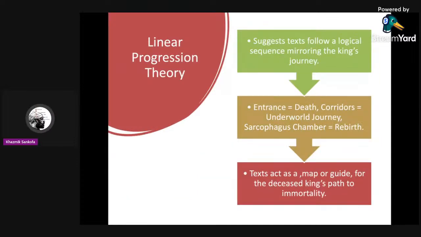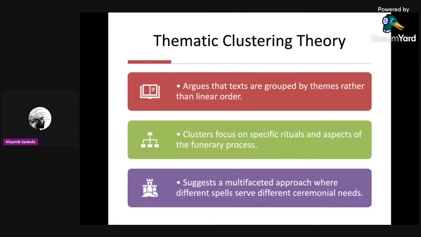So this is what's called the linear progression theory, right? This says that the pyramid texts are a logical sequence mirroring the king's afterlife journey, right? The entrance is death, the corridors are the underworld journey, and the sarcophagus chamber is the resurrection, the rebirth, right? And the pyramid texts act as a map or a guide for the initiate on their path to immortality, right? Then you have the theme.